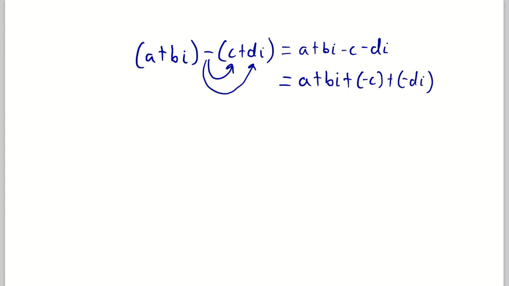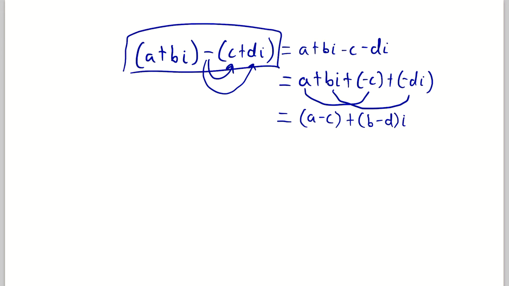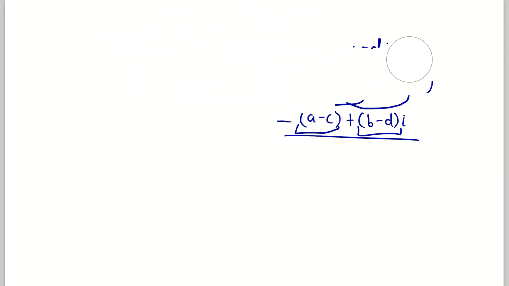And then it's exactly the same as before, just add up the like terms. So we get a plus negative c, which is the same as a minus c, and then we have bi plus negative di, which is the same as b minus d, all multiplied by i. So if we have the difference of two arbitrary complex numbers, this is what you get: a minus c plus b minus d times i. That's the difference of the real parts plus the difference of the imaginary parts times i. So now let's look at some examples.